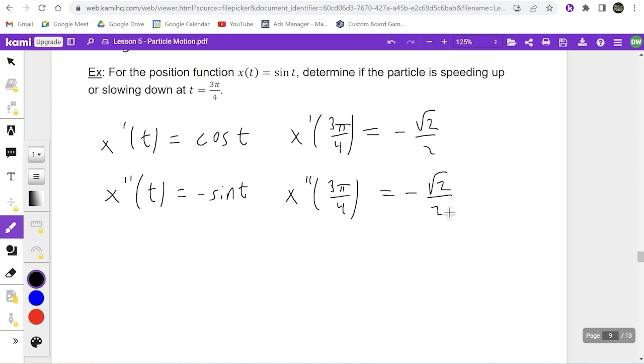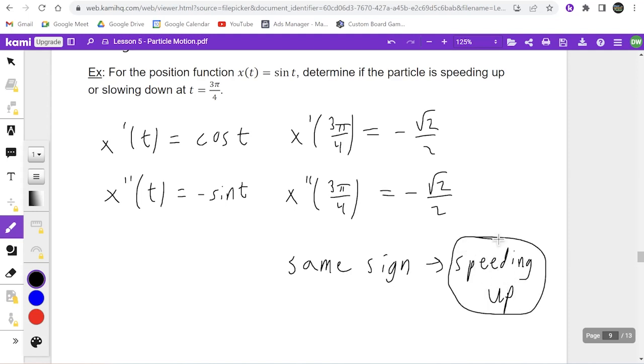It's also negative root 2 over 2. We did this earlier in the video. Now basically what I would say, they have the same sign. They are both negative. So for that reason, it's speeding up. It's speeding up in the negative direction, but still speeding up by definition. And that's it. That's all you have to do.